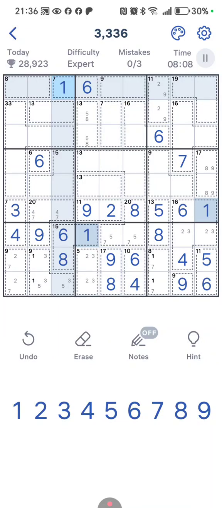Okay, and here's 1. 1 can't go along here or along here. It can't go in here because there's a 6. So this has to be 1 and 9. That means this can't be 1, 5, and 6, or 2, so this has to be 3 and 4.